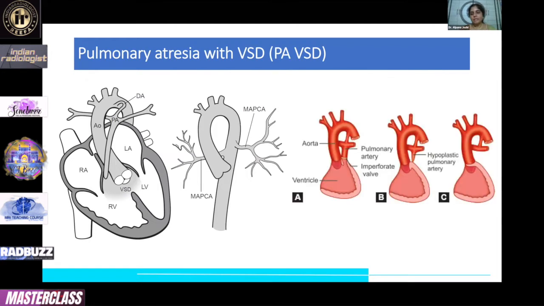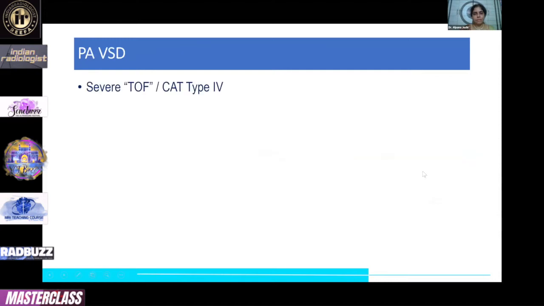But again, as I said, there are these 3 different types. When you can see the confluence of pulmonary arteries and a main pulmonary artery, that is type A, and here you will not really see those MAPCAs. When there is a small, diminutive pulmonary artery, the confluence which is seen, you may see MAPCAs, and here there is no pulmonary artery, no confluence seen, and then here they are more commonly associated with MAPCAs.